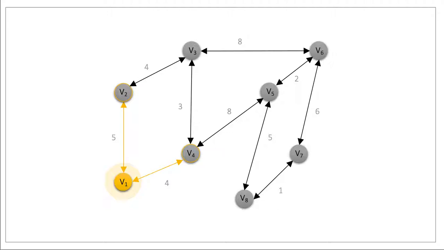And then for each iteration, we're choosing, of all the edges that go out from the cloud to non-cloud vertices, the edge with the minimum weighting, which here, of 4 and 5, is 4. So we then pull V4, that next vertex, into the cloud, and we repeat the process.